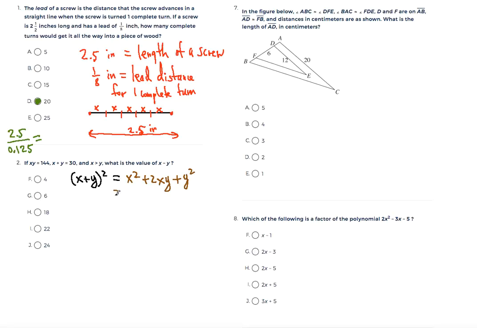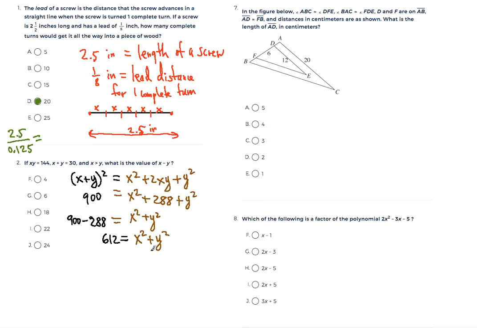And what is that equal to? x plus y is equal to 30. So if you square that, you get 900 on the left side. And guess what? Now 2xy can be used because xy is equal to 144. So we're going to get x squared plus 288, that's twice 144, plus y squared. If you subtract 288 on both sides, you will get 900 minus 288, which is equal to 612. So 612 is equal to x squared plus y squared.